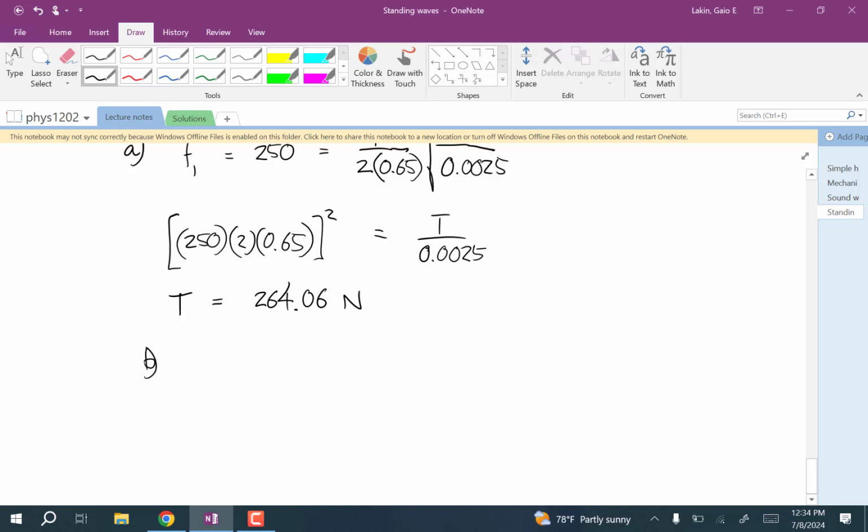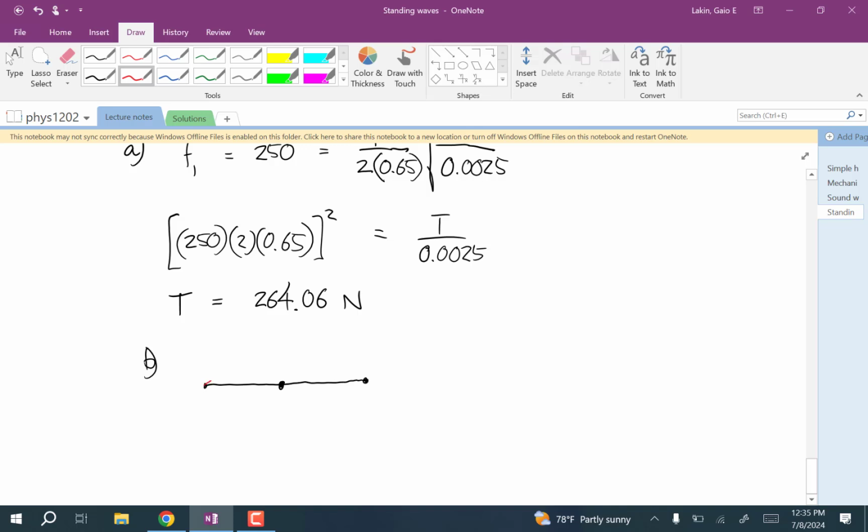Now for the second one, we want to go from talking about the frequency to thinking about the wavelength. And we want the wavelength of the mode with 3 nodes. So let's think about the speaking length of the string. I have 2 nodes drawn here. We want a third one also, so the third node is going to be right in the middle.